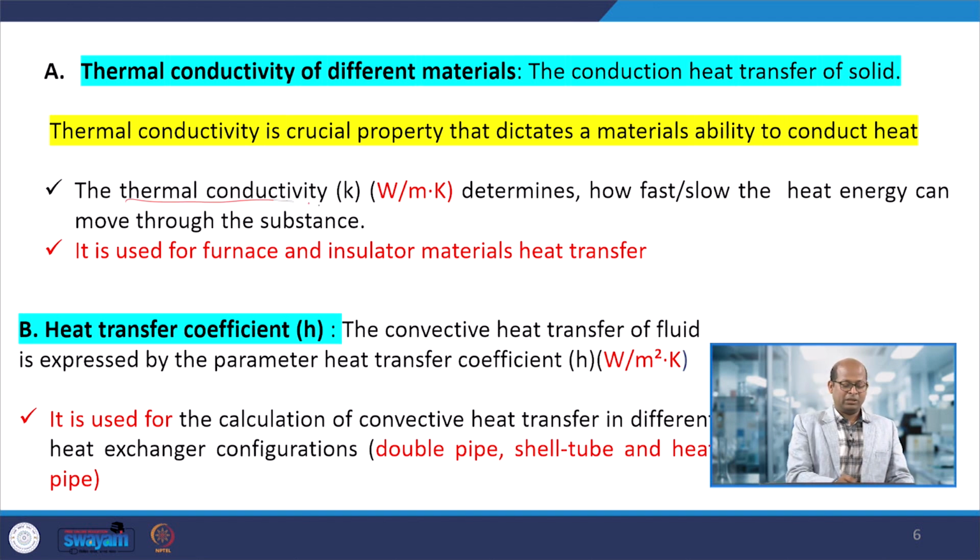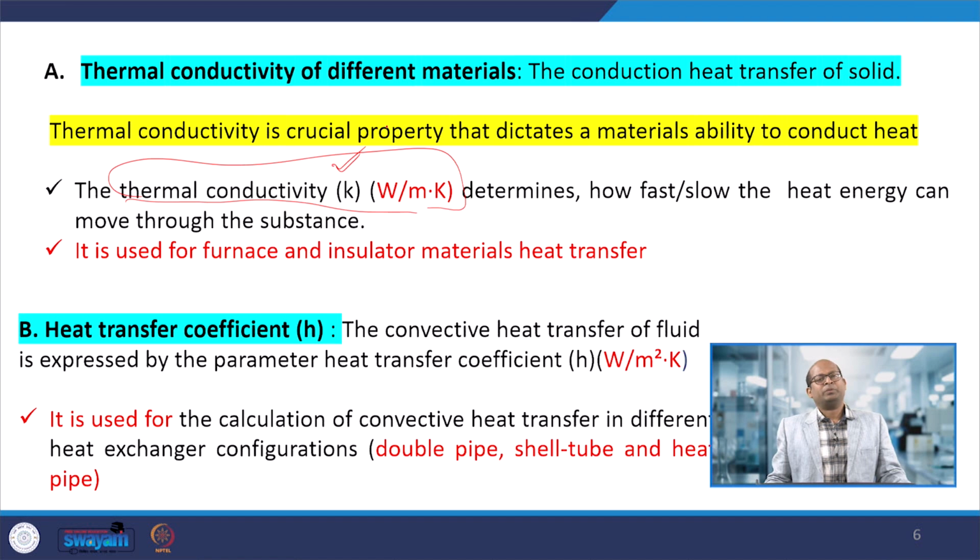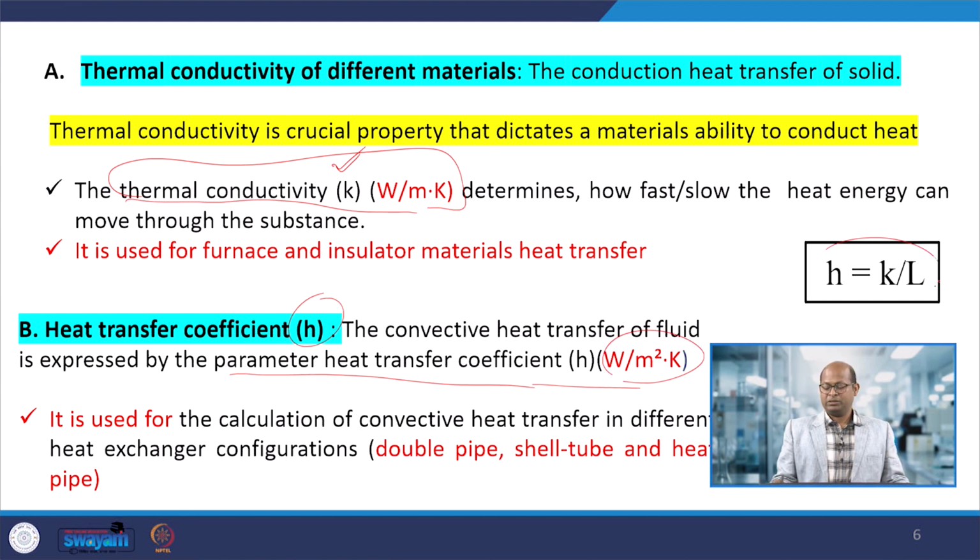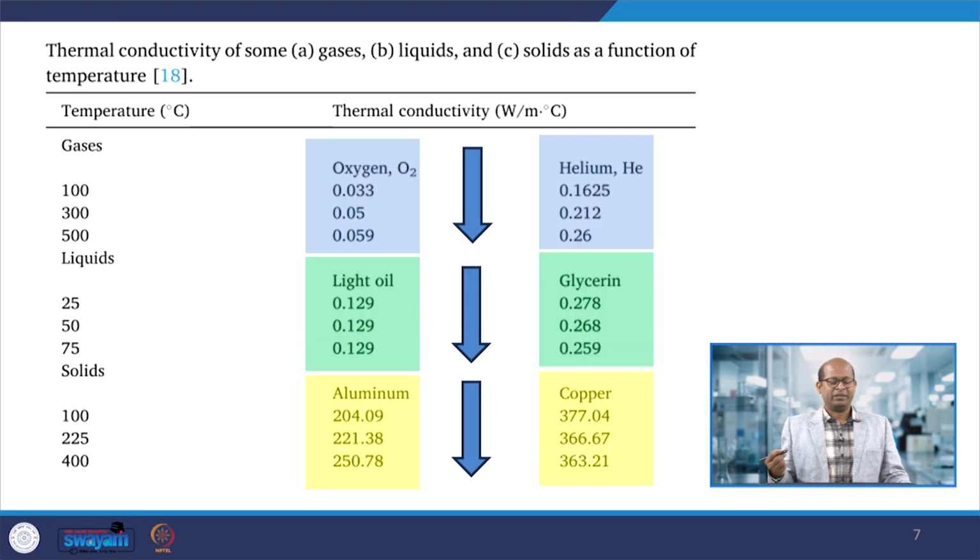When heat transfer occurs by conduction, the important parameter is the thermal conductivity, expressed as small k, with units of watt per meter Kelvin. For convective heat transfer, it is expressed in terms of the convective heat transfer coefficient h, with units of watt per meter square Kelvin. The relationship between h and k is h equals k by delta, where delta is the film thickness, the distance over which the heat transfer occurs.